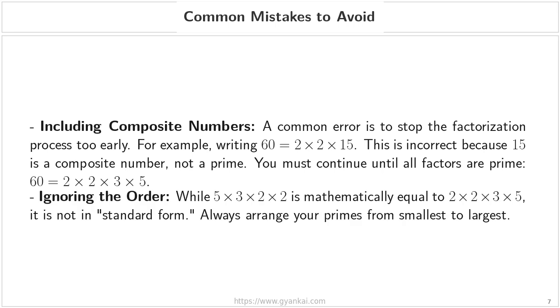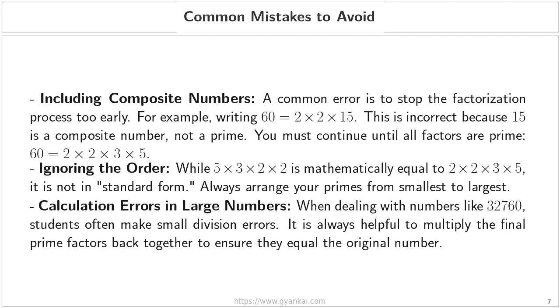Second, be careful about ignoring the order. Now, mathematically speaking, 5 times 3 times 2 times 2 is exactly the same value as 2 times 2 times 3 times 5. However, as we discussed in the previous slide regarding standard notation, it is not in standard form. To keep your work professional and consistent, always arrange your primes in ascending order, from the smallest to the largest.